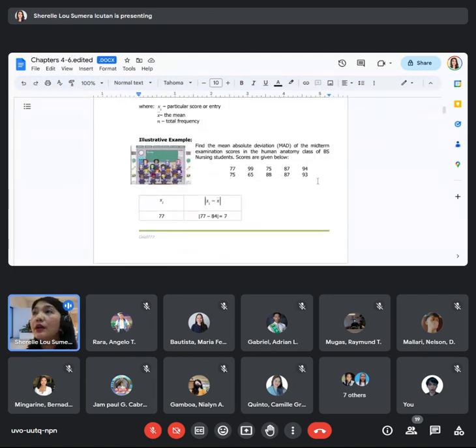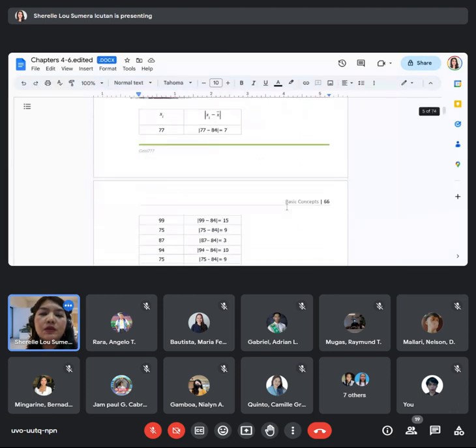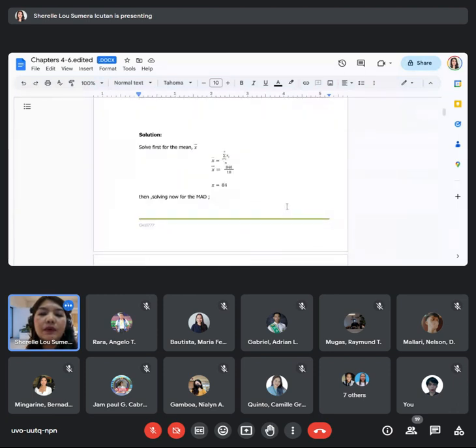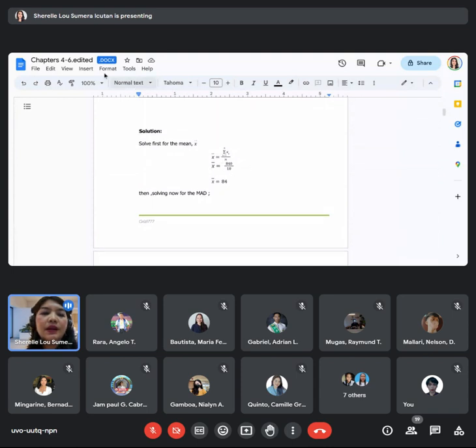Kunwari, this one. So these are your ungrouped data. So 1, 2, 3, 4, 5, 6, 7, 8, 9, 10. So you have 10 ungrouped data. So first is you have to compute for the mean. So ano ba yung mean? Alam niyo naman na yung mean, i-add mo lang lahat. So 840 divided by, lakihan natin.